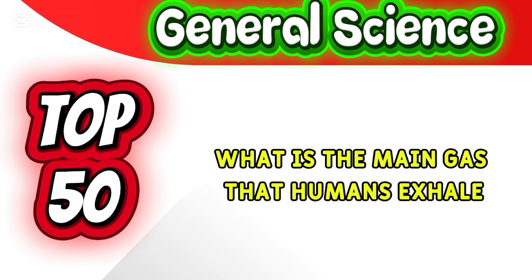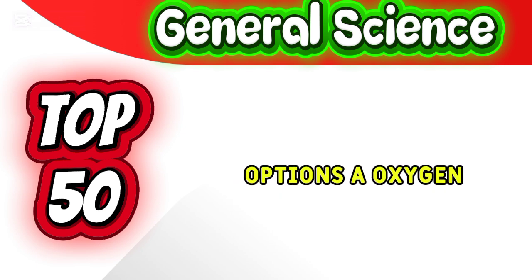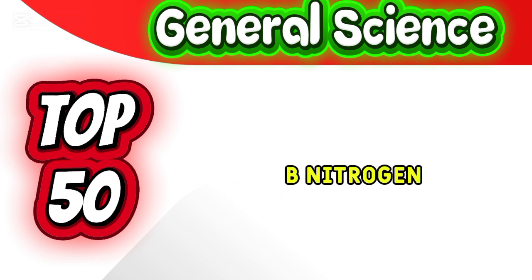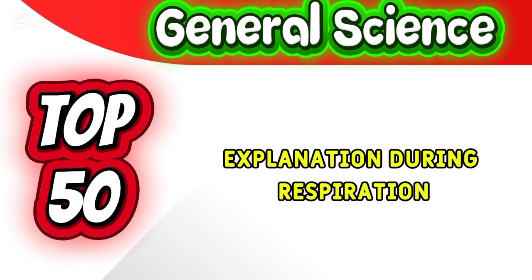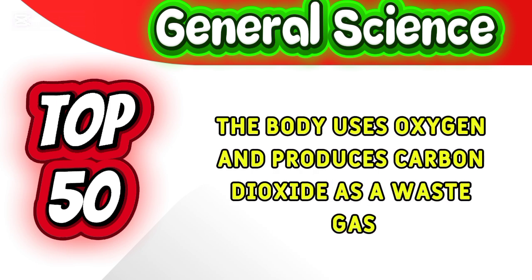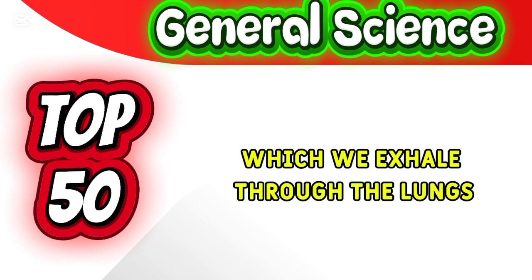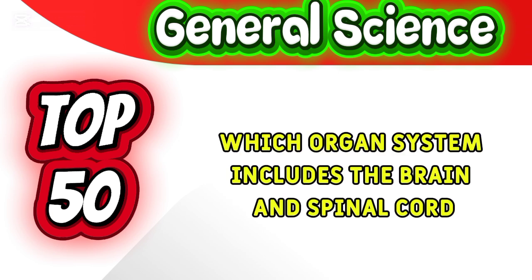26. Question: what is the main gas that humans exhale? Options: A, oxygen; B, nitrogen; C, carbon dioxide; D, hydrogen. Correct answer is C, carbon dioxide. Explanation: during respiration, the body uses oxygen and produces carbon dioxide as a waste gas, which we exhale through the lungs.